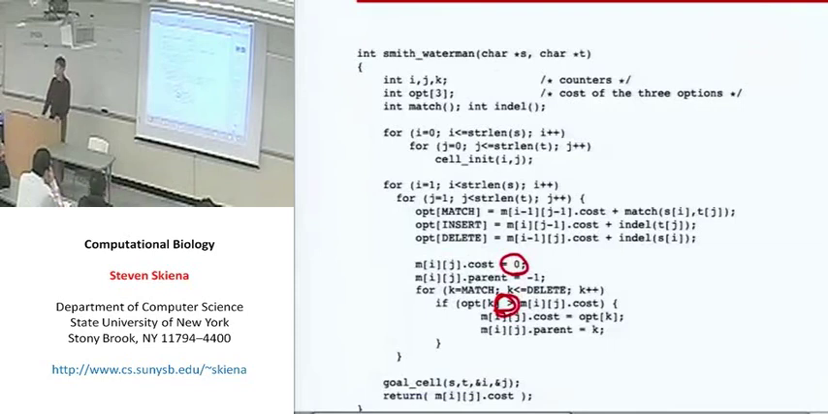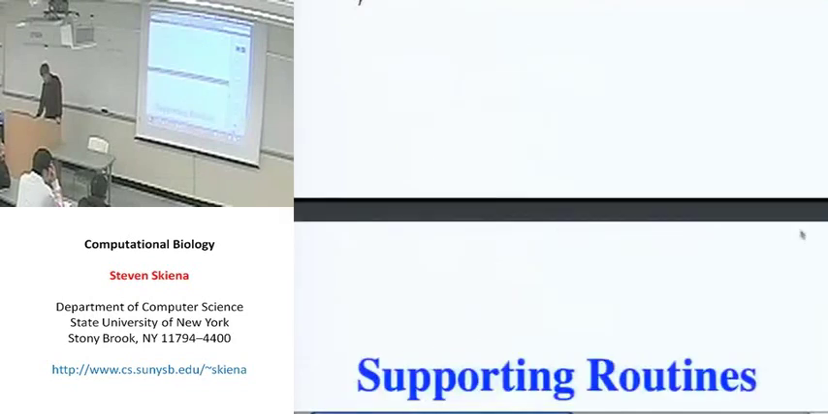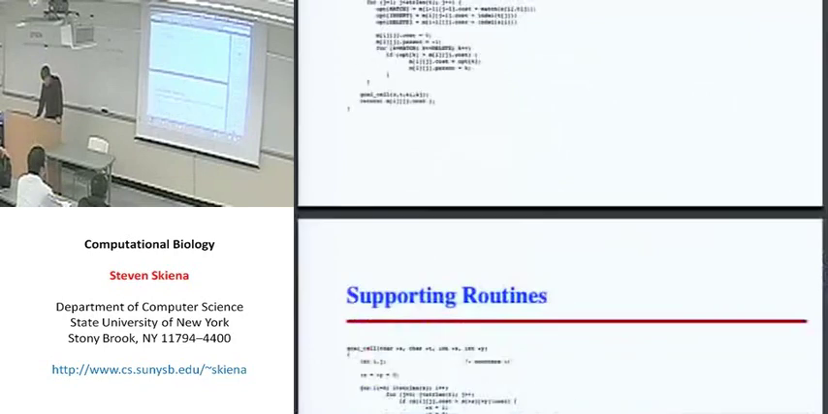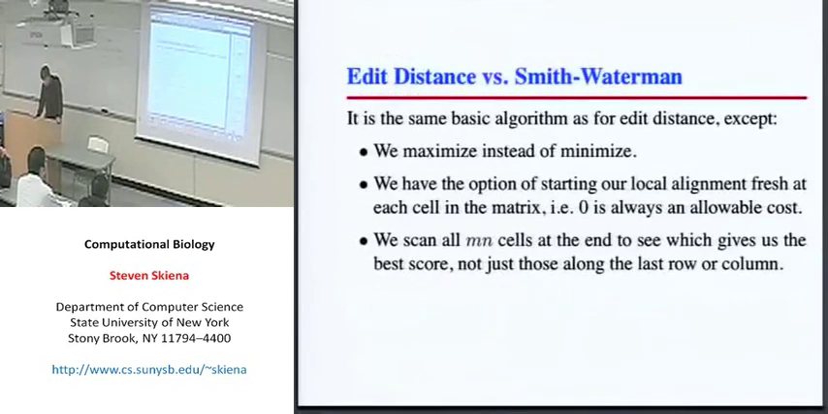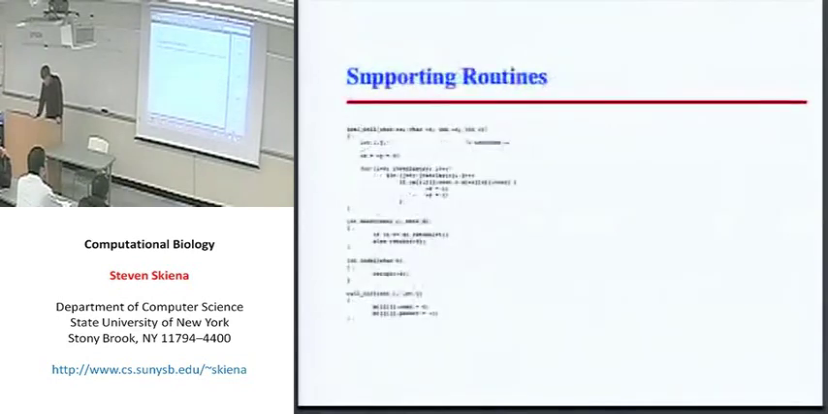And what was the other difference? The fact that the cell answer could be anywhere. That's what's encoded in my goal cell function. So for example, if I go back here, let me shrink it. Here are my supporting routines.